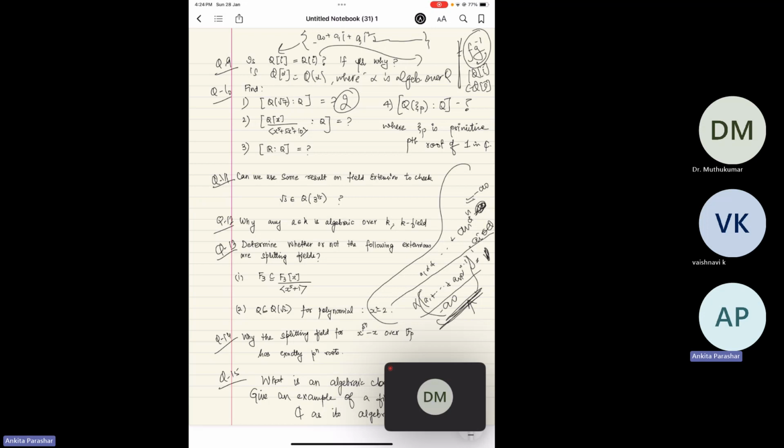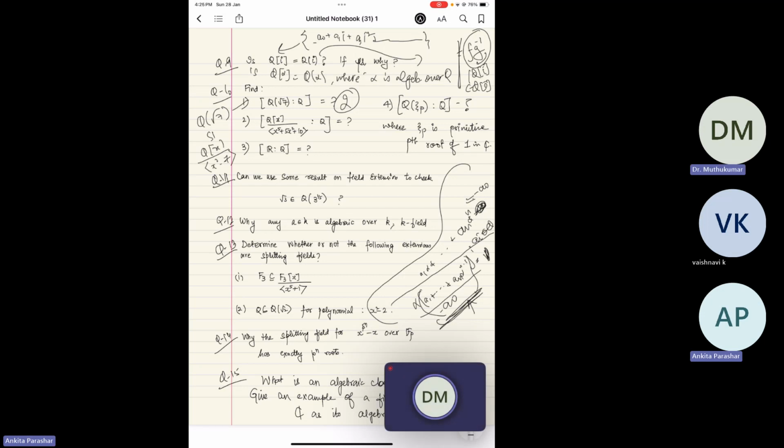So the hint is you look at question number part 1 again. You can write Q[√7] as isomorphic to Q[x] mod (x² − 7). Can you say that? Q[√7] is isomorphic to Q[x] mod (x² − 7). If you are not familiar, let's leave it.